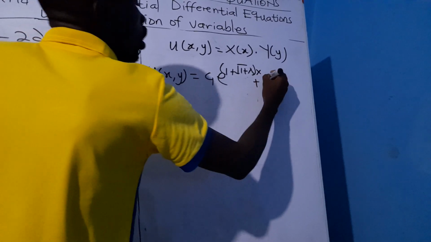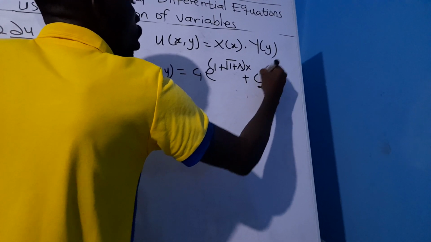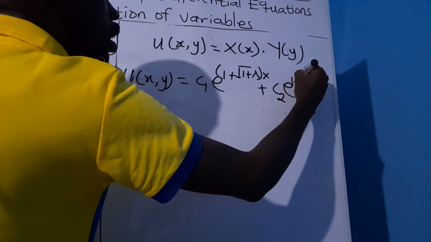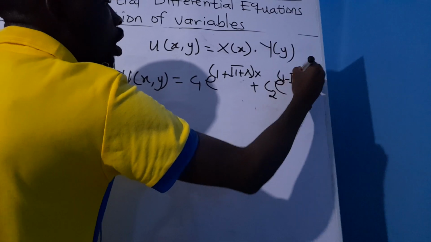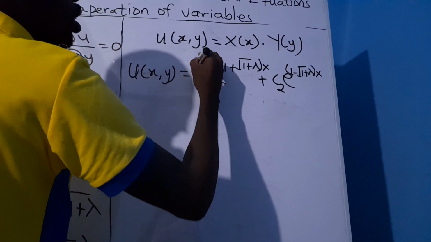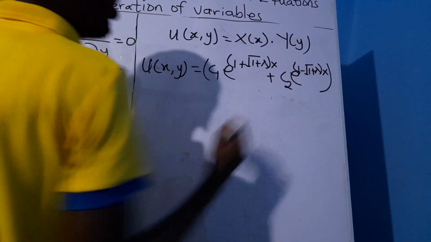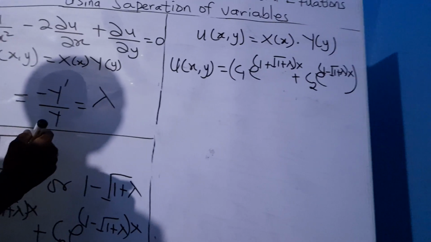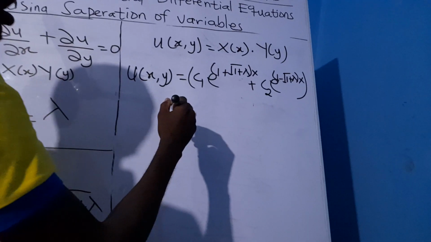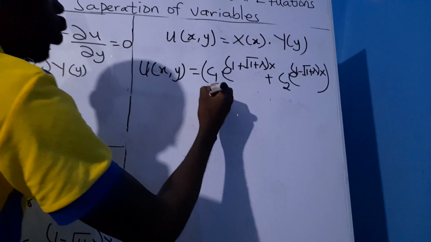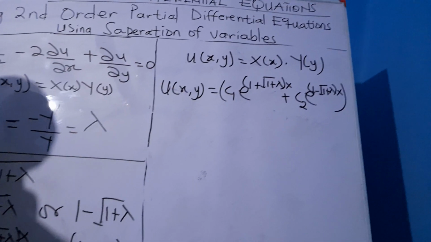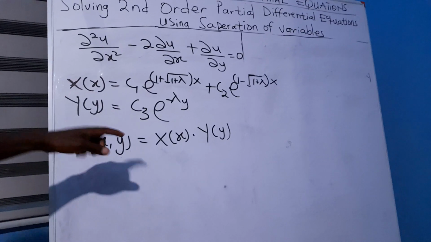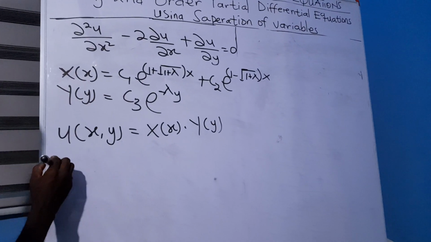plus c2 e exponent 1 minus the square root of 1 plus lambda x. That's for the function of x, times the function of y. And what is the y? Let me clean it so that I can rewrite it for you to understand. So now we substitute to get our general solution.